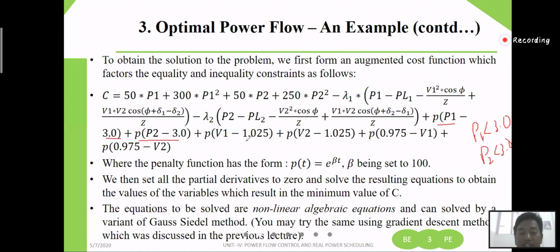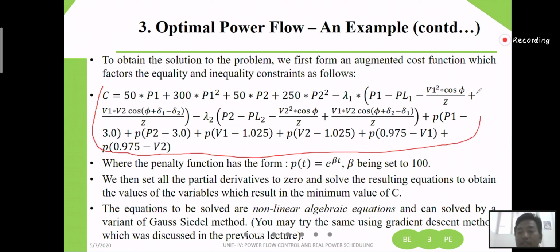So for generator 1 you introduce the penalty function P into V1 minus 1.025. This is the maximum one we are taking first, then P into V2 minus 1.02. Again, there is a minimum limit given: P into 0.975 minus V1 plus P into 0.975 minus V2. So where we have to introduce the penalty function is based on the optimization formulation, right? So now we have formed this.